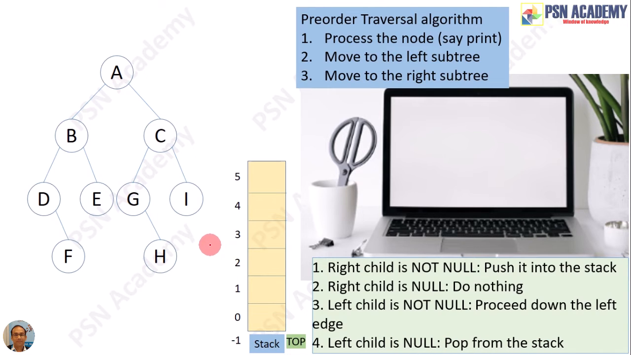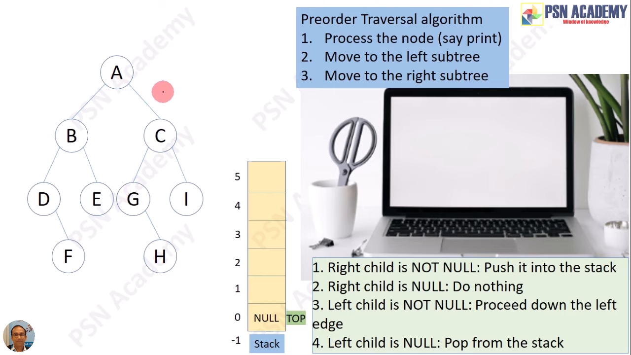Before starting the algorithm, push null into the stack, increase top, and then push null inside. So, at the 0th index, null is there inside the stack. The purpose of pushing the null here is that during the pop operation, if null comes out, then it will indicate that our traversal is over. For that signal, we are using null here.